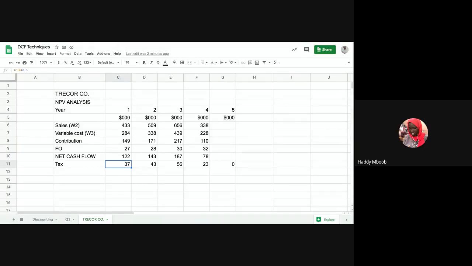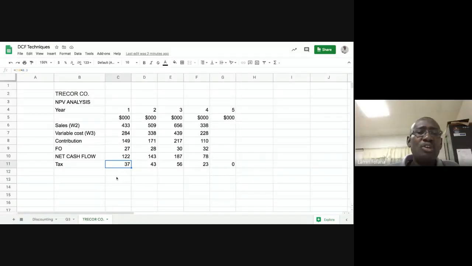Hello, Mr. Formula. Calculating the tax, I stopped at the net cash flow. The tax, we are just applying a tax rate of 30% on the net cash flow. So that's what we are doing. But we are just applying it in the same year, and somebody says that is wrong. So I want him to convince me that it's wrong. Ansumana, yes, go ahead.